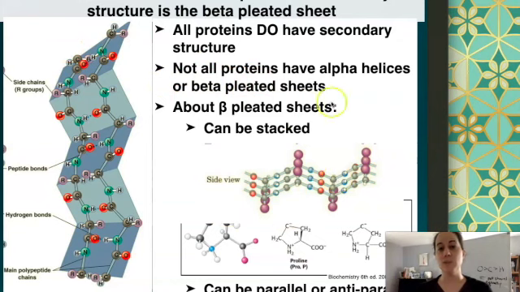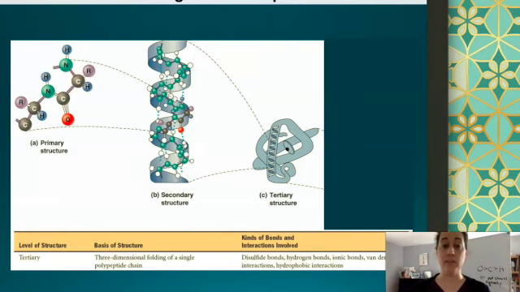And so what we see on the right here is that you can have beta-pleated sheets that are stacked one on top of another. So you'd have this whole structure that would be packed on top of another structure. And the R groups can stick out to the side and interact with other molecules, other parts of the protein, etc. All right, so that's secondary structure.